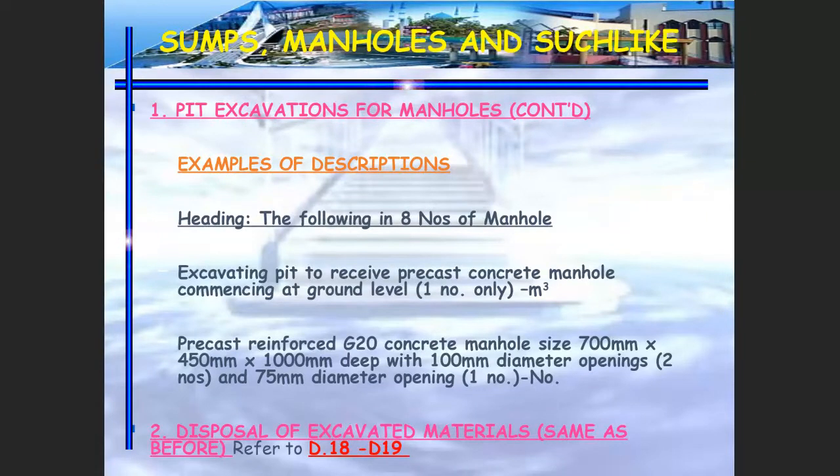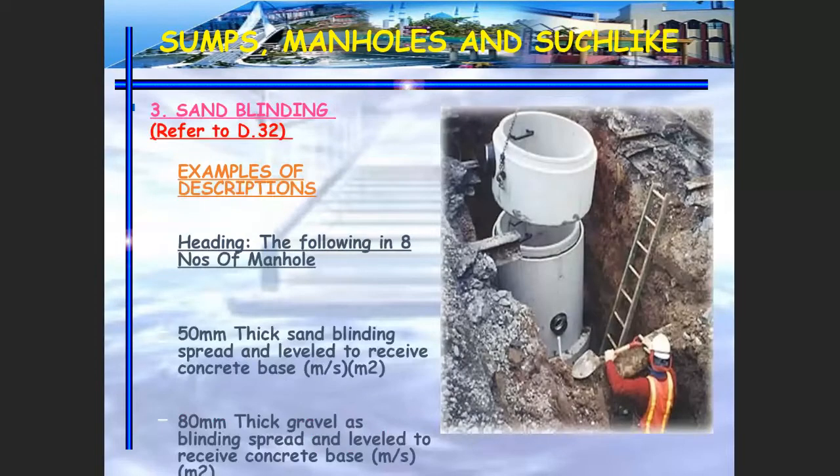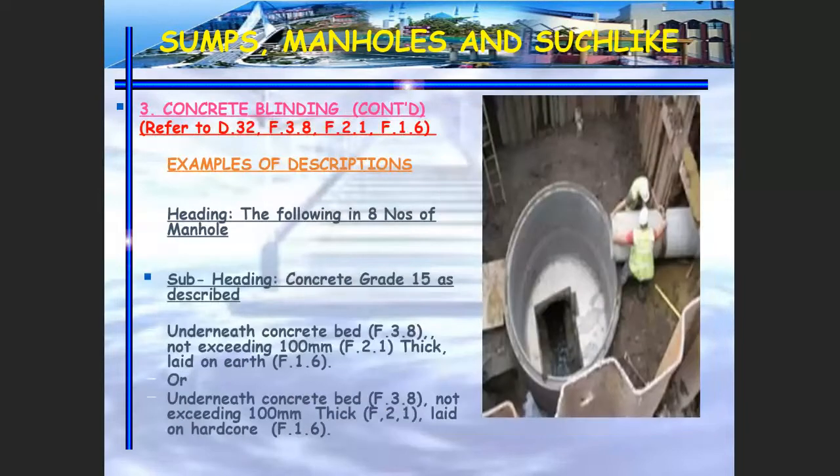Okay. Unit of measurement is meter cube, and the disposal of excavated material. If you have blinding, you have to measure in meter square. If you have concrete blinding, you have to measure in meter cube. This is the example. Okay, meter square according to D.32, and this is the example if you have the blinding that is made from concrete. This is different because the unit of measurement is meter cube.